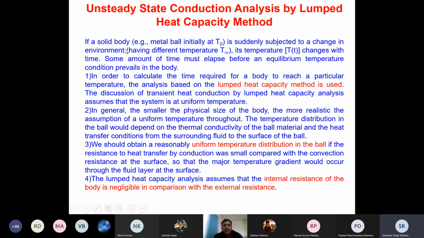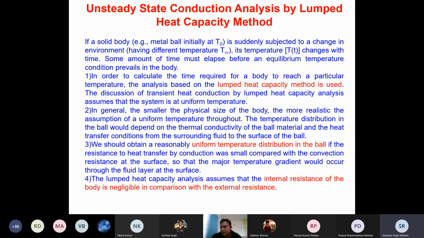So in order to calculate the time required for a body to reach a particular temperature, the analysis based on the lumped heat capacity method is used. Why do we say lumped heat capacity? Lumped heat capacity means the entire solid we are assuming as a single unit. The discussion of transient heat conduction by lumped heat capacity analysis assumes that the system is at a uniform temperature. So this assumption considers that the entire body is at a constant temperature T, even though it is not going to be a constant temperature.